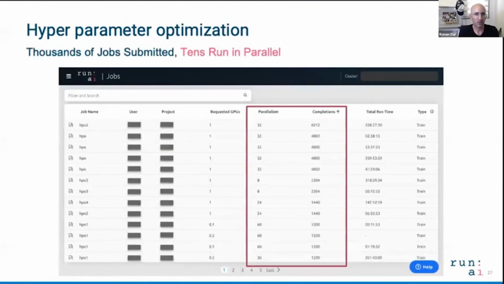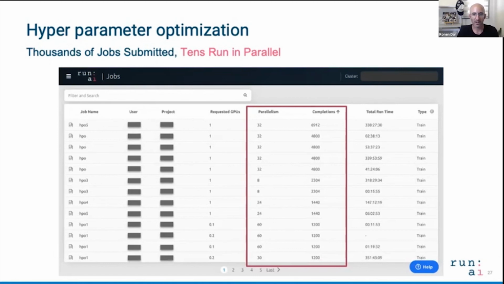This slide shows a list of experiments for hyperparameter tuning running through our system. Each experiment creates automatically thousands of training trials, while our system makes sure that there are always tens of trials running in parallel.